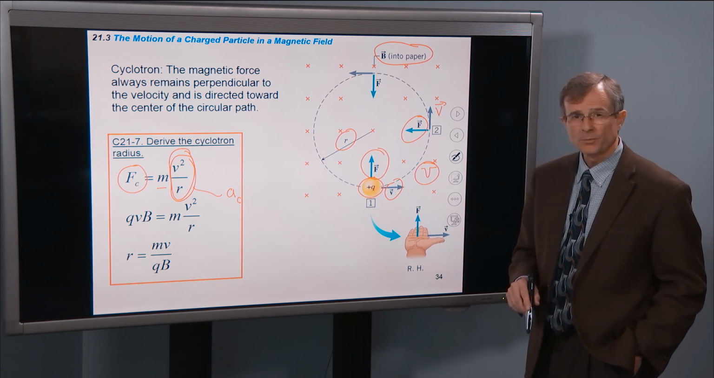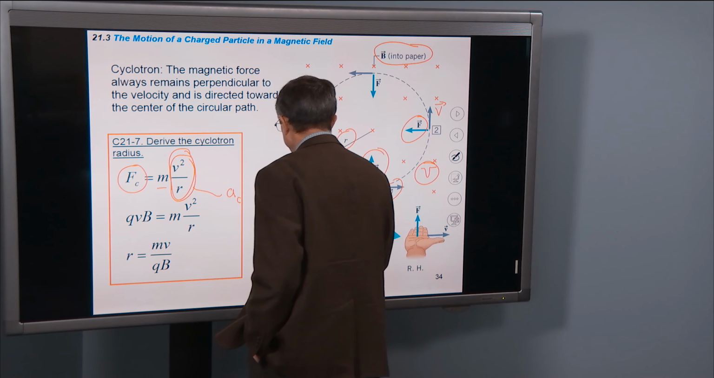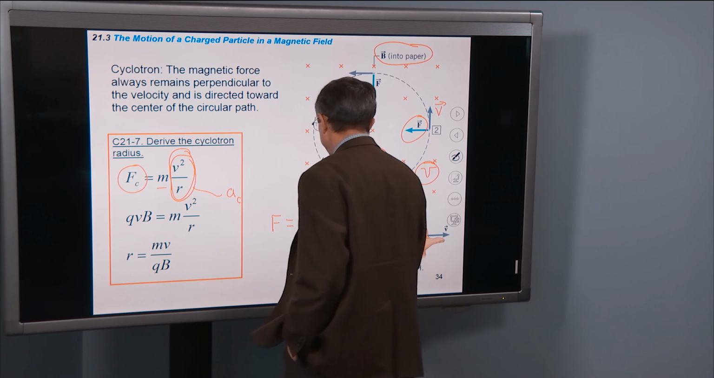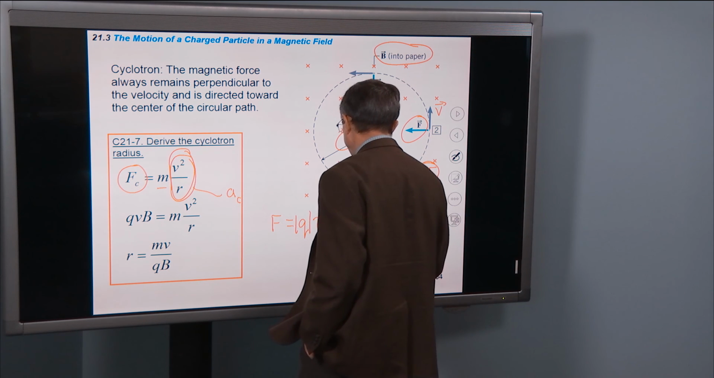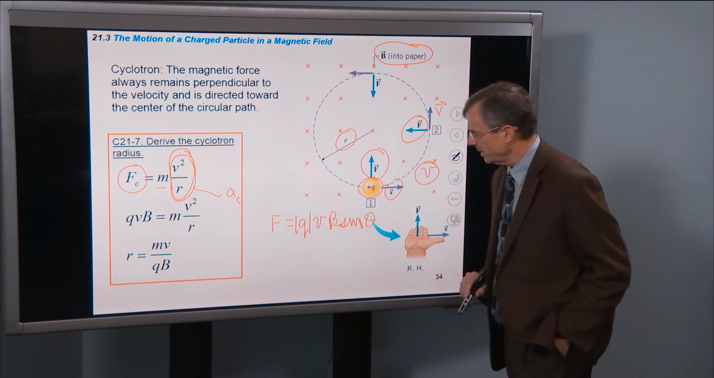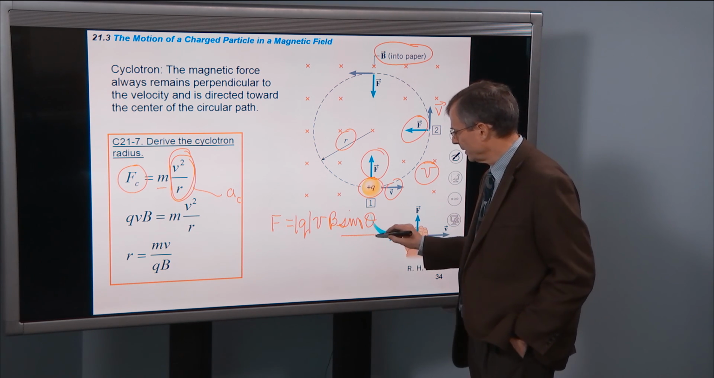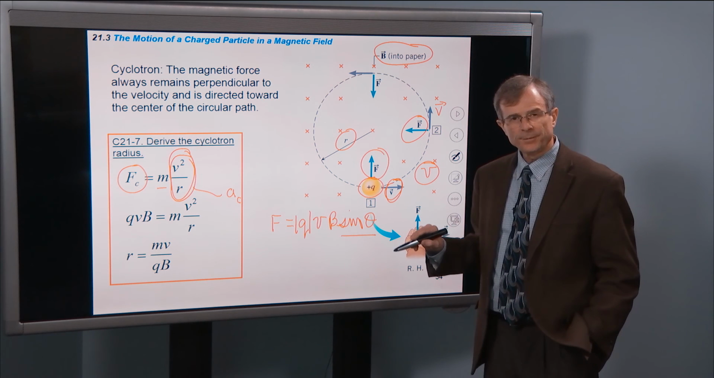Well, what's that central force? It's a magnetic force. And how are we going to find it? Well, we know that its magnitude is q v B sine theta, where theta is the angle between the velocity and the magnetic field.